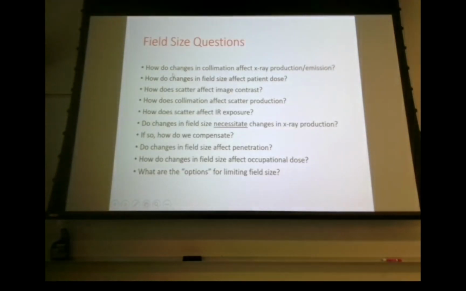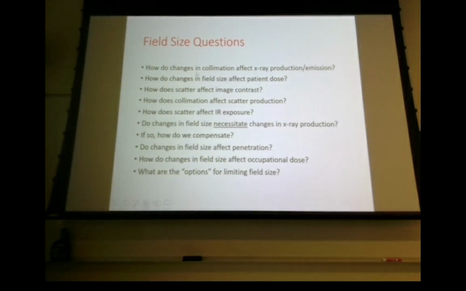All right, so field size questions. These are the things you should be asking yourself. How do changes of field size or changes in collimation affect x-ray production and emission? Again, don't read anything into the question. It's just saying, if you increase your collimation, what do you get from the x-ray tube?